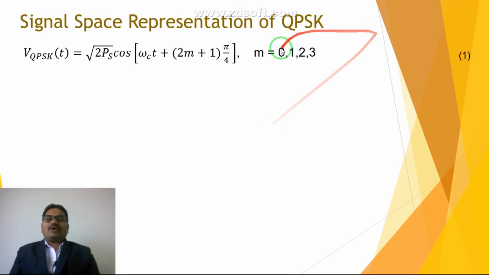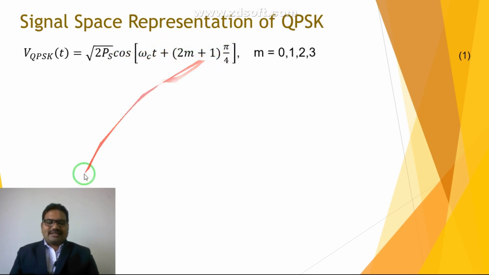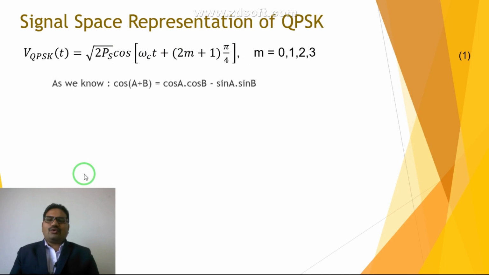Now if you are going to put different values of m, you are going to get a different carrier wave over here with a phase shift of multiples of pi by 4. So now let us expand this equation by using a standard trigonometric rule that we know: cos of a plus b is equal to cos a into cos b minus sin a into sin b.